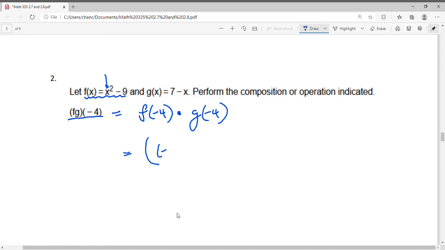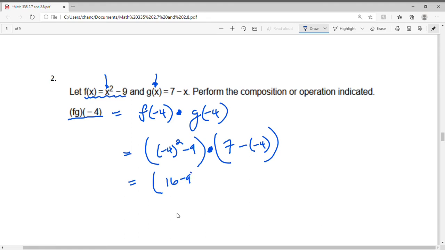This is negative 4 squared minus 9, and then I'm going to multiply that with g of negative 4. That means we're going to plug in a negative 4 into g of x. This is 7 minus a negative 4, and of course we're going to multiply it because we're looking for f of negative 4 times g of negative 4. Negative 4 squared becomes 16. And this double negative becomes a plus.